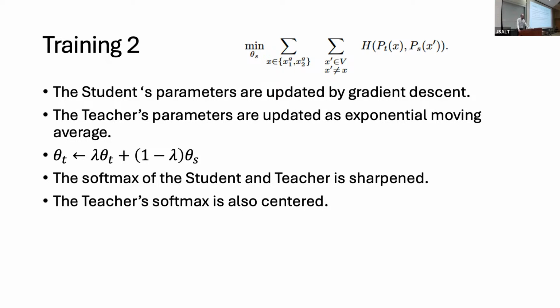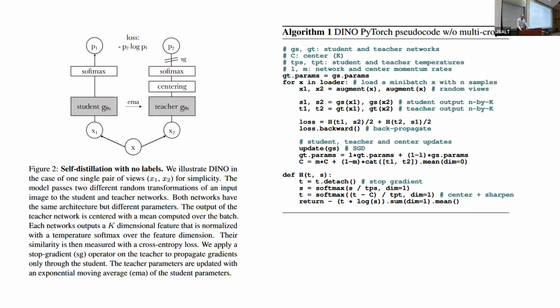And so the teacher is actually learning this moving average of weights. Yeah, the tau are the weights of the teacher, and they are updated as a weighted average of the teacher's own parameters and the student's parameters. And also there are two interesting things: the softmaxes of the student and teacher are sharpened, and the teacher's softmax is also centered.